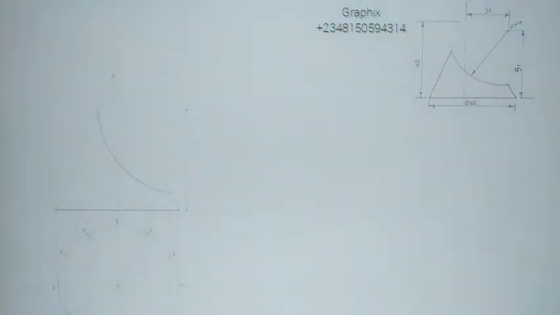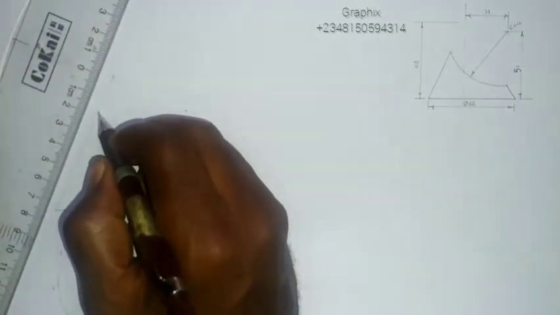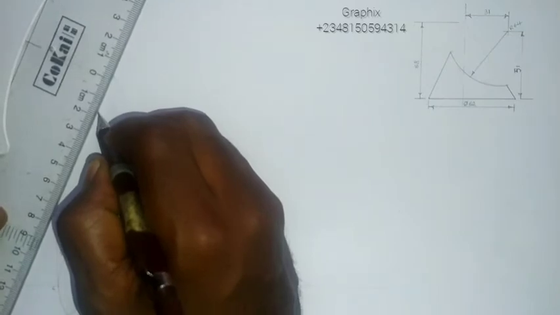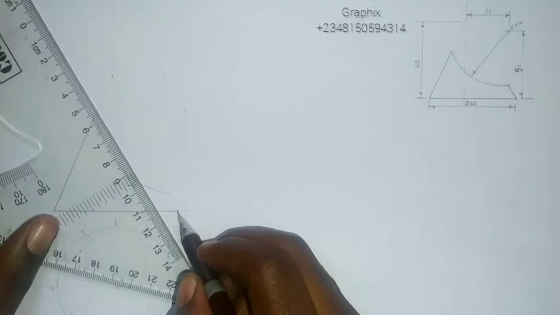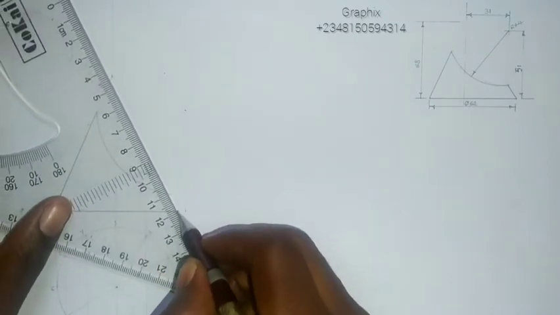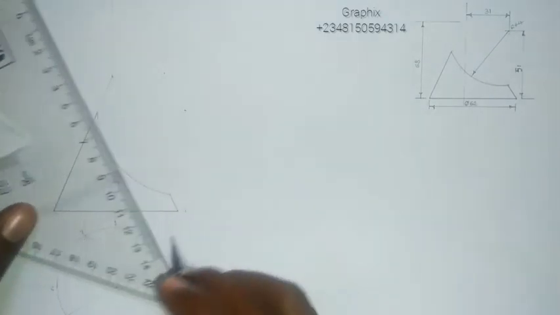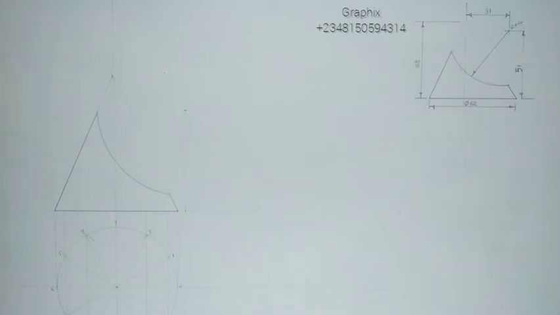Alright. So from there, I'm going to join this point. I'm bringing it out in full. So I'm bringing it out in full. So this is what we're having. That is stage 1, bringing out the shape, which is this shape here.